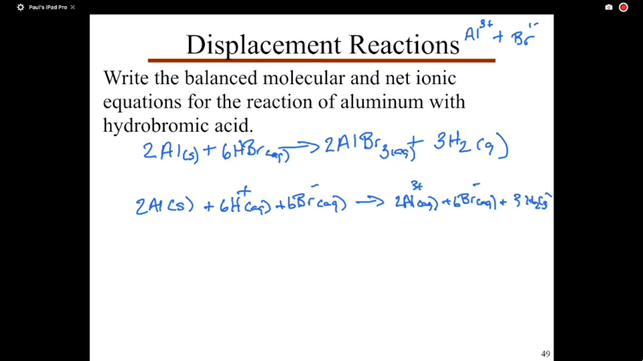All right, what are the spectator ions, if there are any? Bromine. 6 of those, 6 of those. The ultimate equation is for the net ionic: 2 aluminums plus 6 protons yields 2 aluminum 3 pluses plus 3 hydrogens, gases. So that is what's floating around in the solution actually doing the reaction.